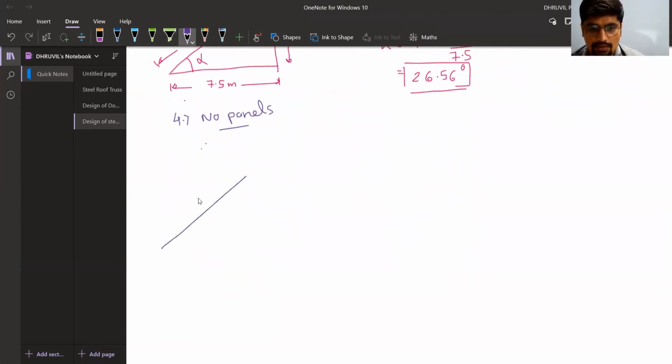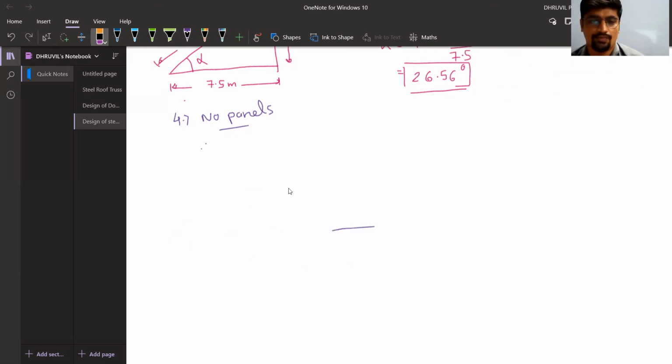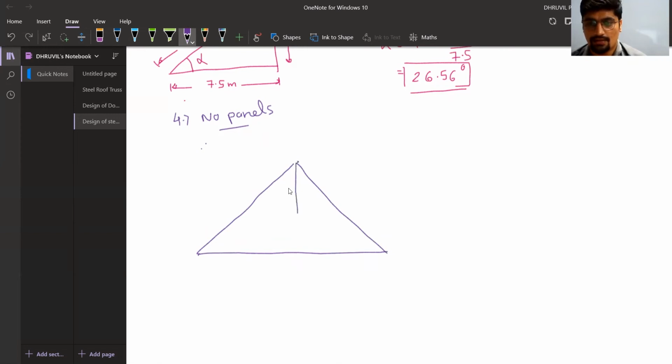If this is a roof truss, then first of all we need to decide the type of roof truss we will use. Generally, steel roof trusses are of four types. Which type of truss? Howe type truss. In a Howe type truss, the roof truss will be like this.